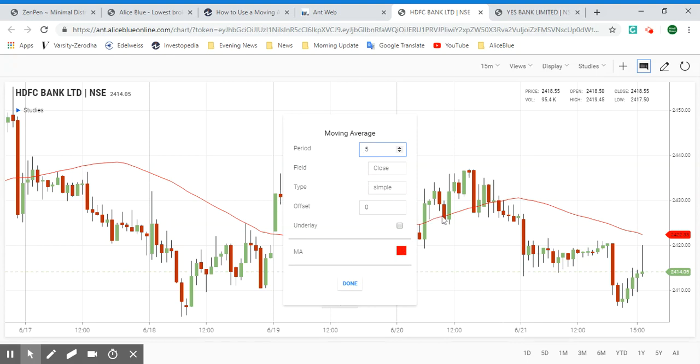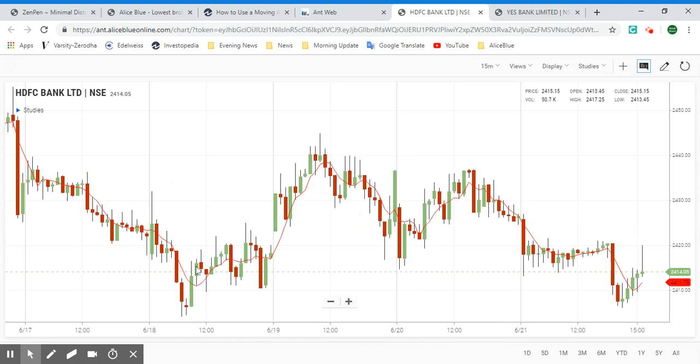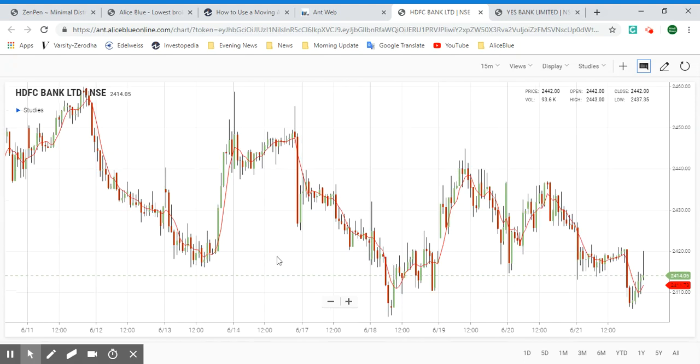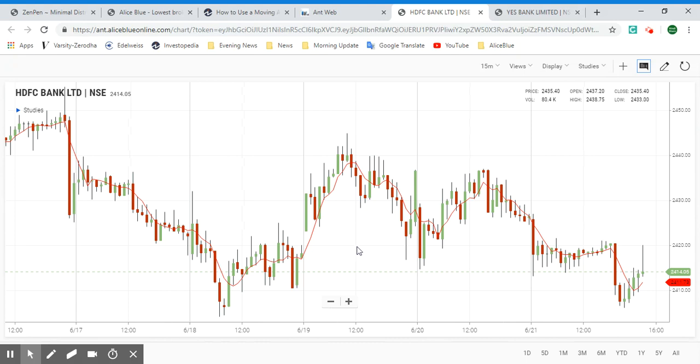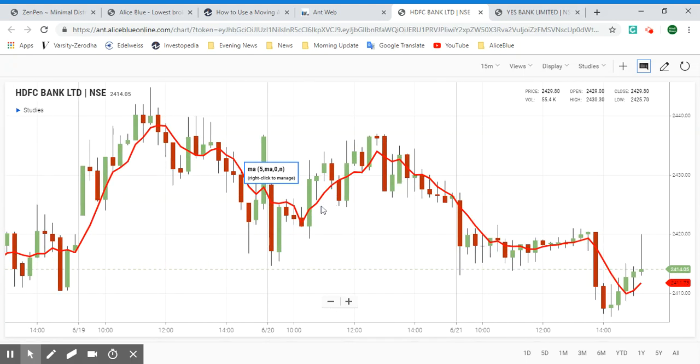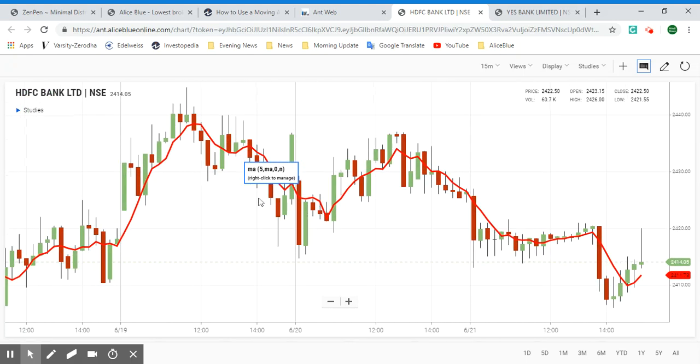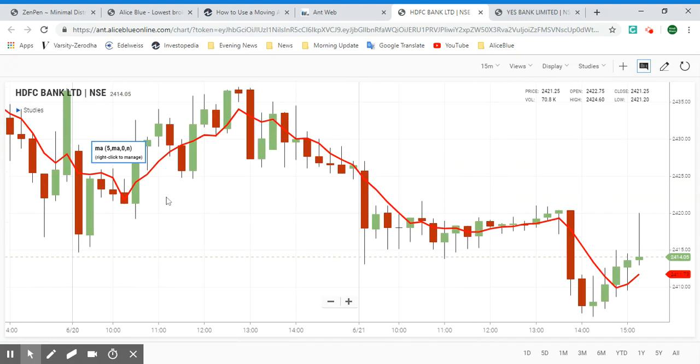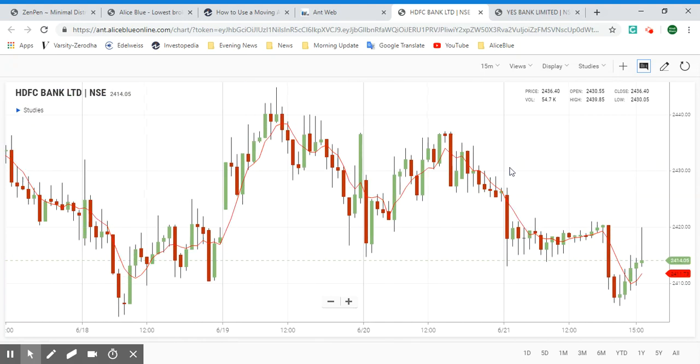And this red line here, as you can see in the background, is the moving average indicator. So this extra red line is the moving average line. As you can see, the 5 period moving average indicator, also known as the 5-day simple moving average, follows the candlestick chart very closely.